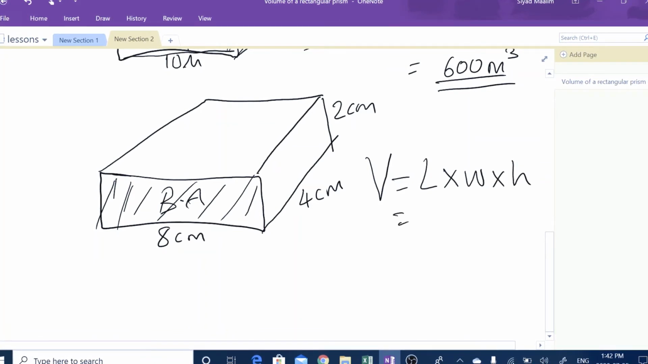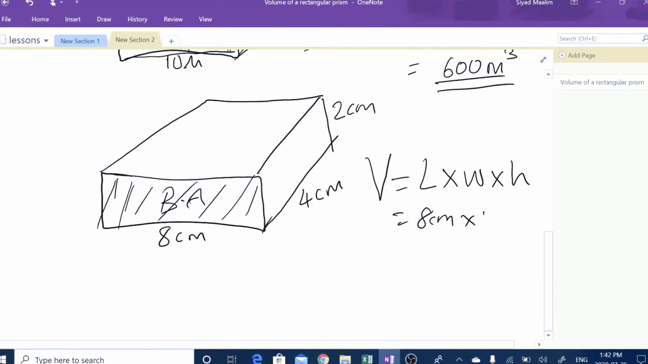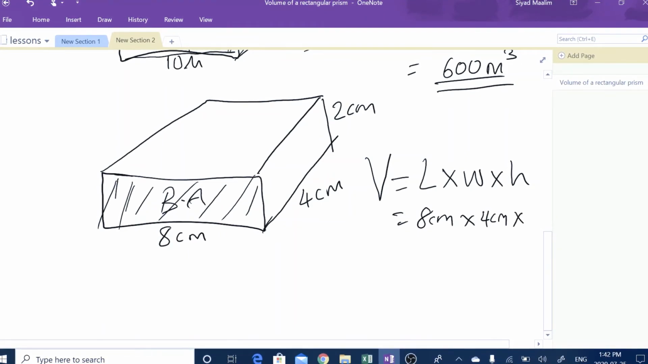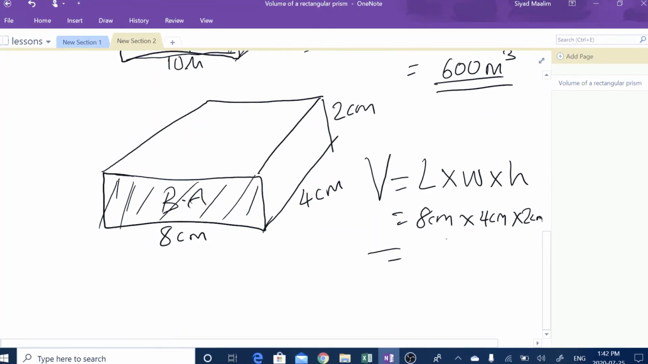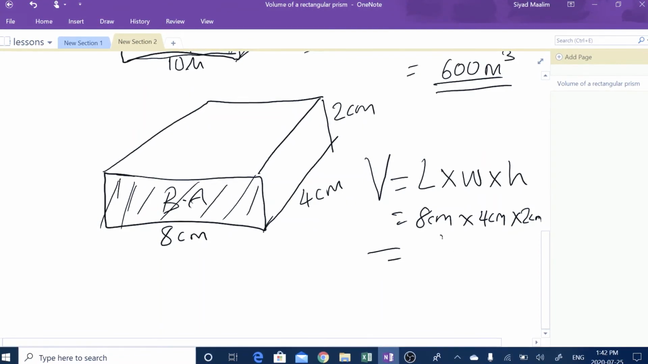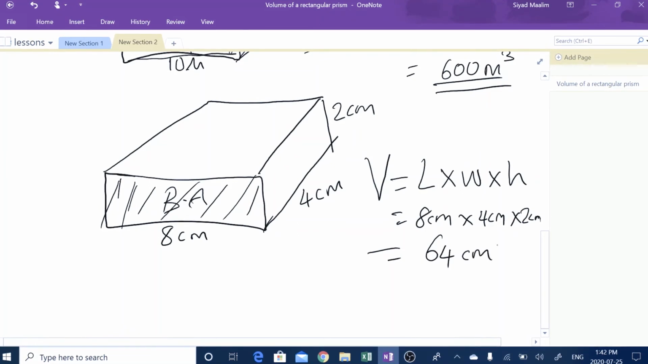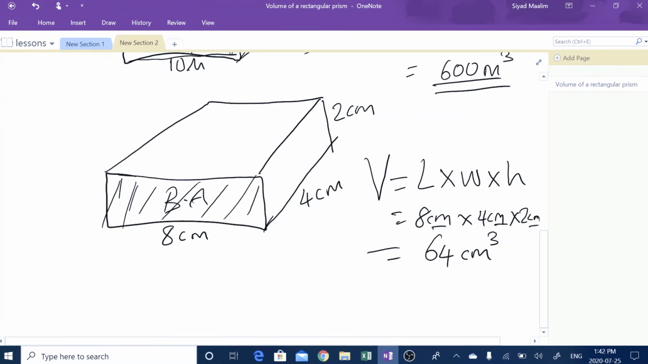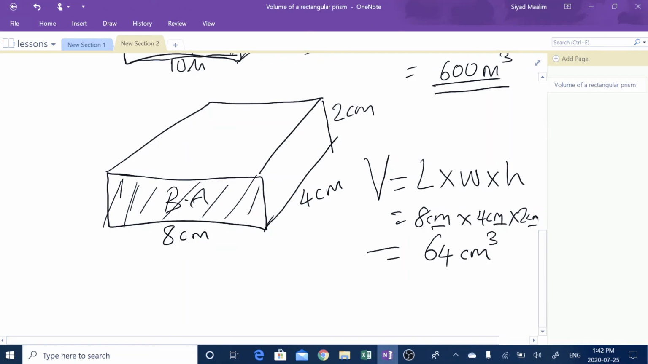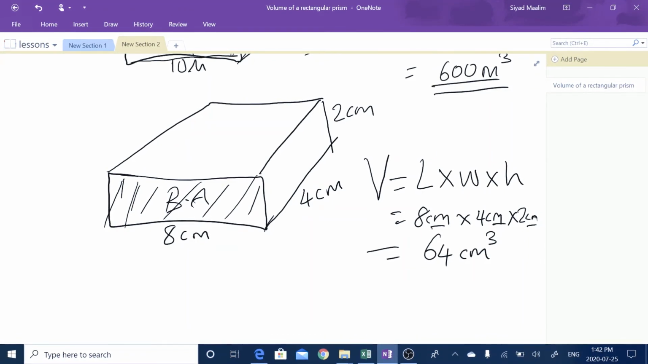What is our length in this case? It is 8 centimeter multiplied by what is our width, that is 4 centimeter, times what is the height, that is 2 centimeter. Therefore, the volume is 8 times 4, that is 32. 32 times 2, that is 64 centimeter cube. Because centimeter times centimeter times centimeter gives you centimeter cube. So that is, in a nutshell, how we find the volume of a rectangular prism.